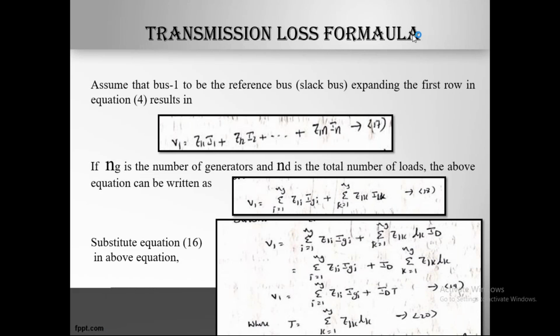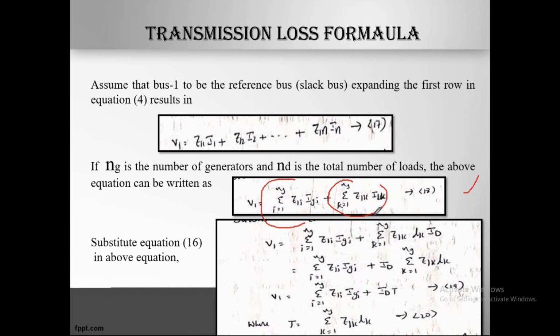So this is the equation we derived in the last class, up to equation 20. This is equation 8 here, and here we are considering ng number of generators and nd number of loads. Based on this generation and load combination, we append this equation. So this part belongs to the generators and this part belongs to the loads.